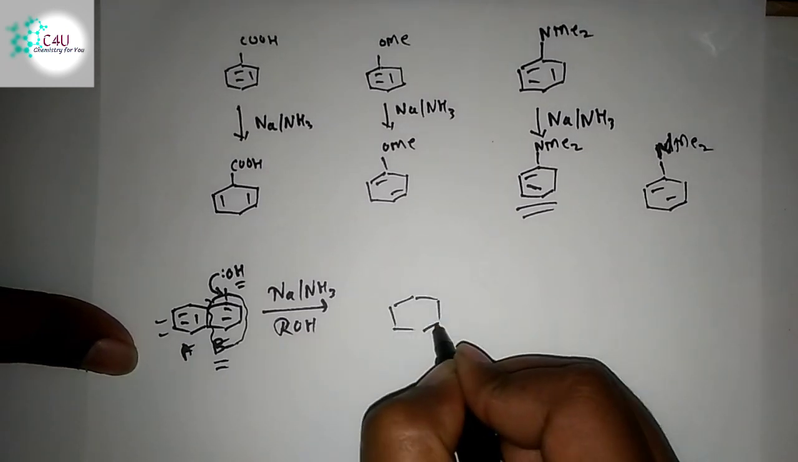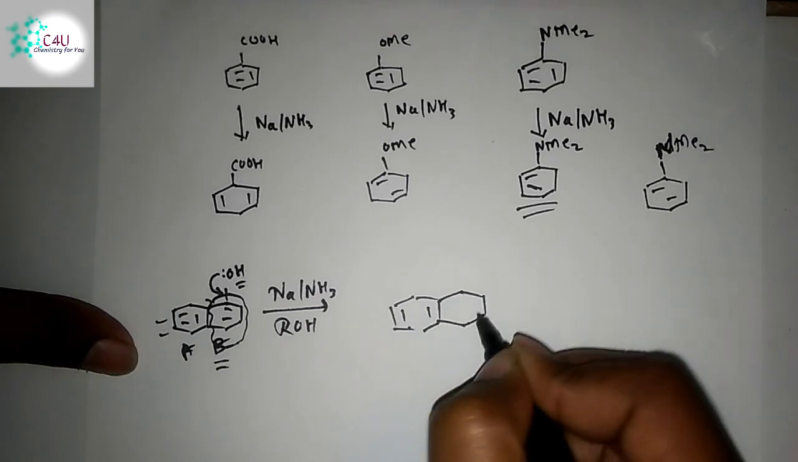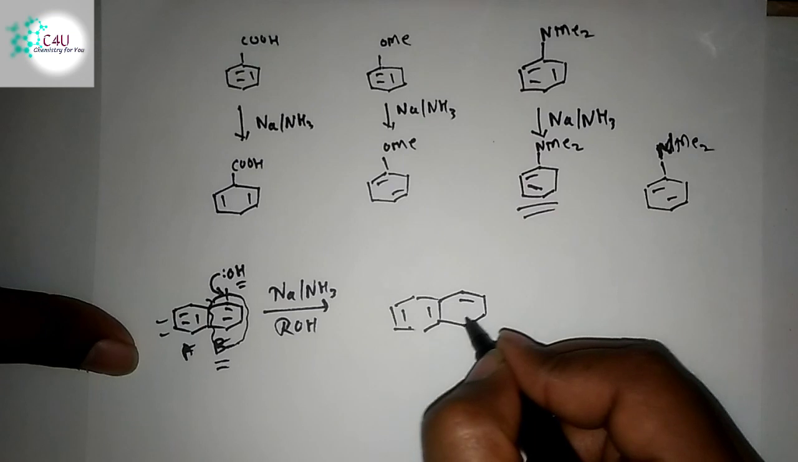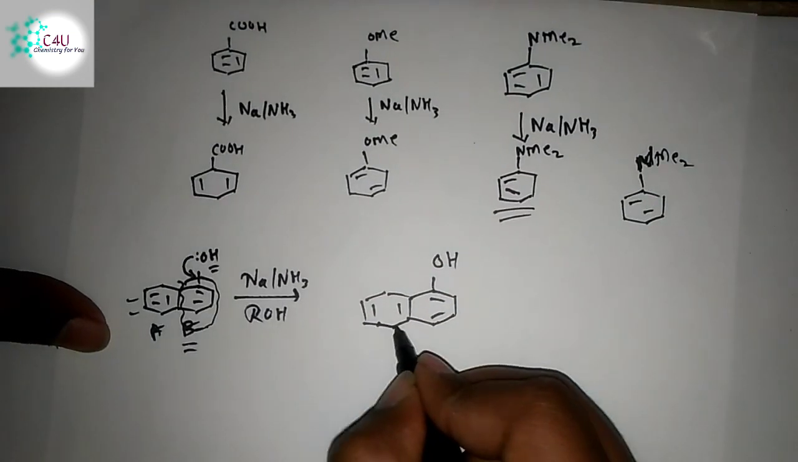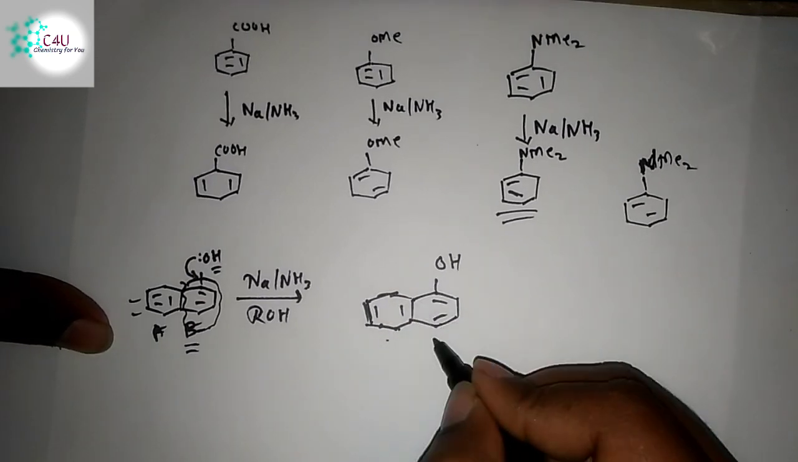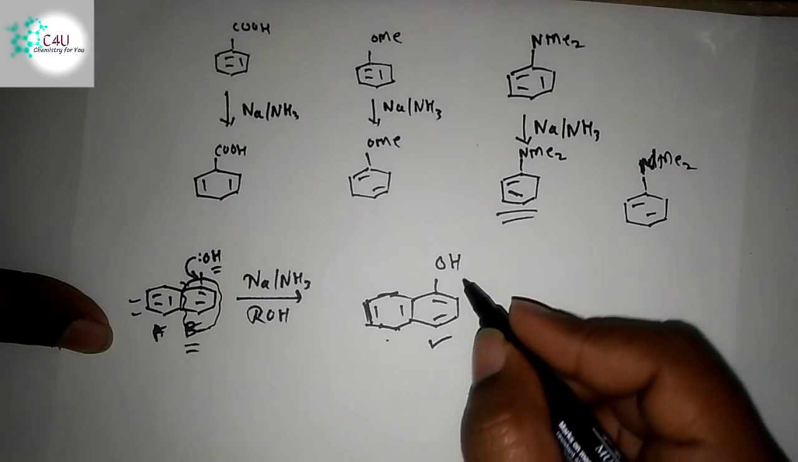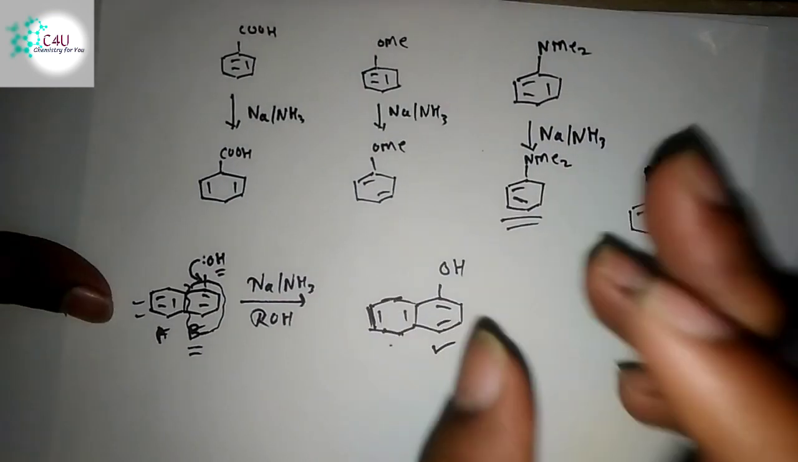like this. So this is your product. We get one benzene ring reduced to non-aromatic, and the aromaticity of the ring which is attached to the OH group remains the same.